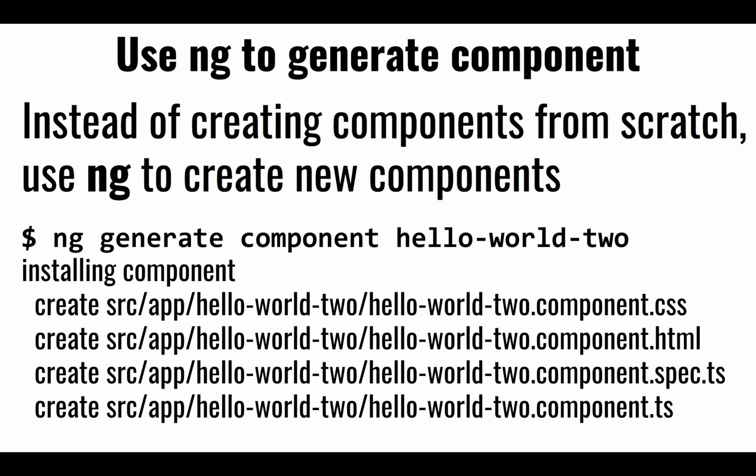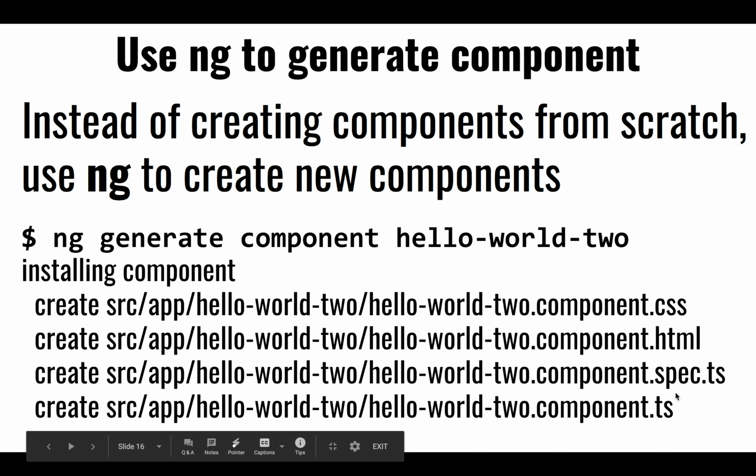I can create a brand new component by saying ng generate component and then the name of the component. So here's my second try at a hello world. I'm going to call it hello world 2. When I do this, the tool is going to generate the 4 files for me. We create a CSS file, the spec file, the HTML, and the TS.